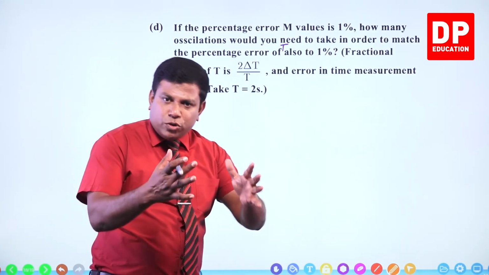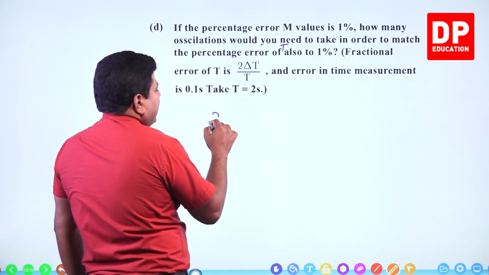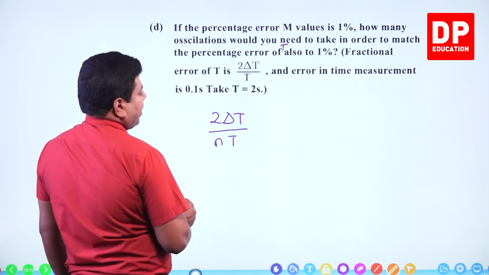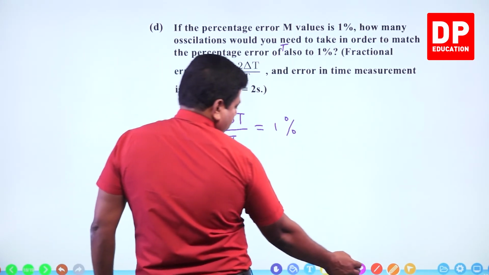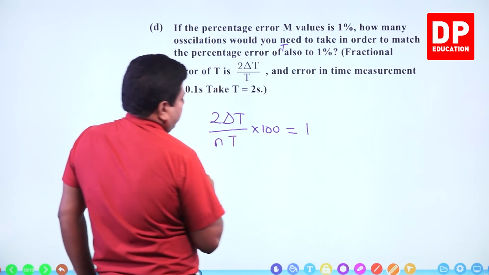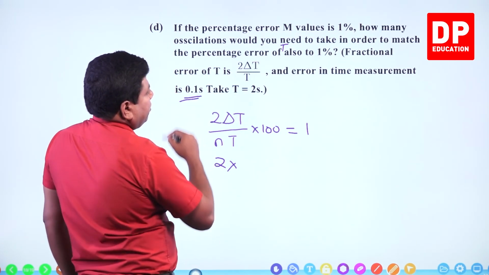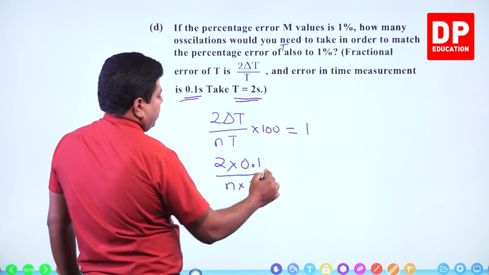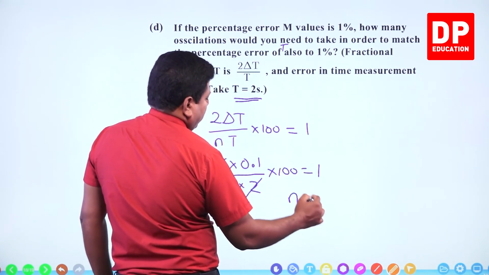They are asking how many oscillations you have to count together to reduce the fractional error to 1%. So it's going to be 2 delta T over nT, if I am counting for n number of oscillations. This is going to be the fractional error, and this has to be 1%. Since it is percentage, let's multiply this by 100. 2 delta T is the error, and the error in time measurement is 0.1. nT is 2 seconds into 100. 2 and 2 cancelled, n is 100 into 0.1, 10.